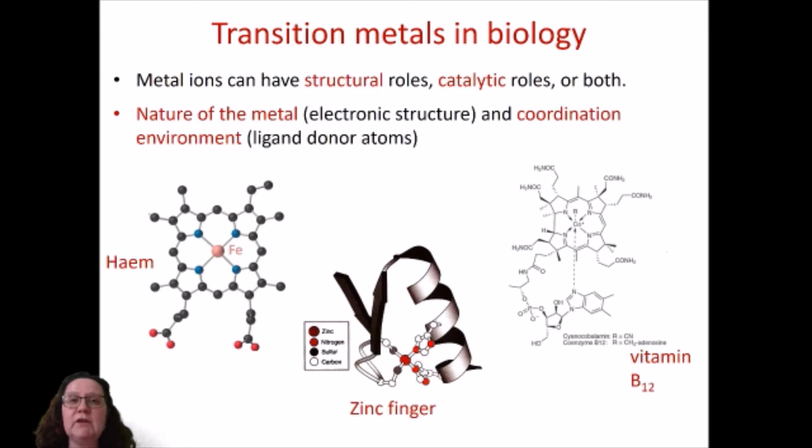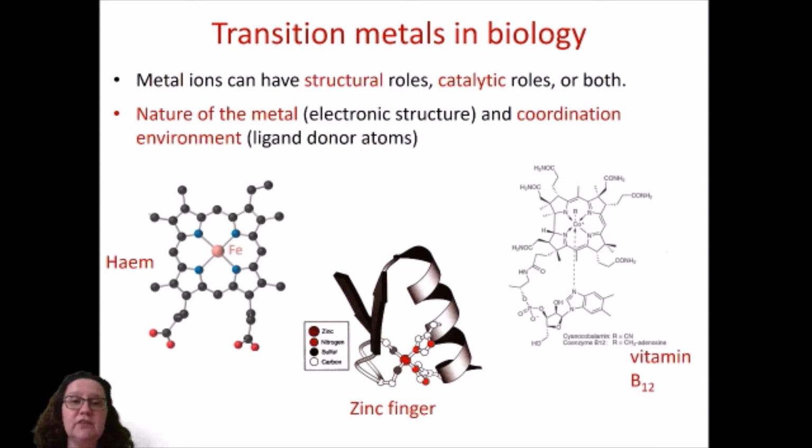Transition metals are widely represented in biological systems, and they have a hugely important role. They have a structural role, or sometimes a catalytic role, or sometimes both. The nature of the metal, the electronic structure of the metal and the coordination environment, the atoms surrounding that metal ion, determines its structure and function.